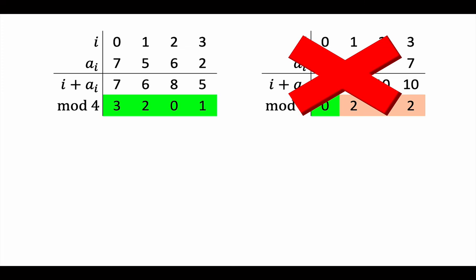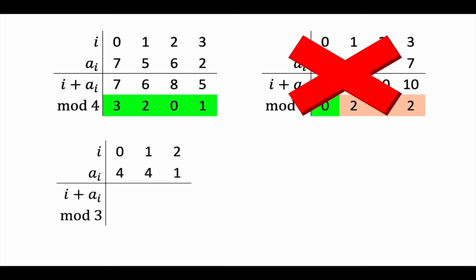We learned about the new pattern 4, 4, 1. That's only 3 numbers, so we'll look at the sums mod 3. 0 plus 4, 1 plus 4, and 2 plus 1 give us 4, 5, and 3. When we divide each of those by 3, we get remainders of 1, 2, and 0. All different, so it's a siteswap.